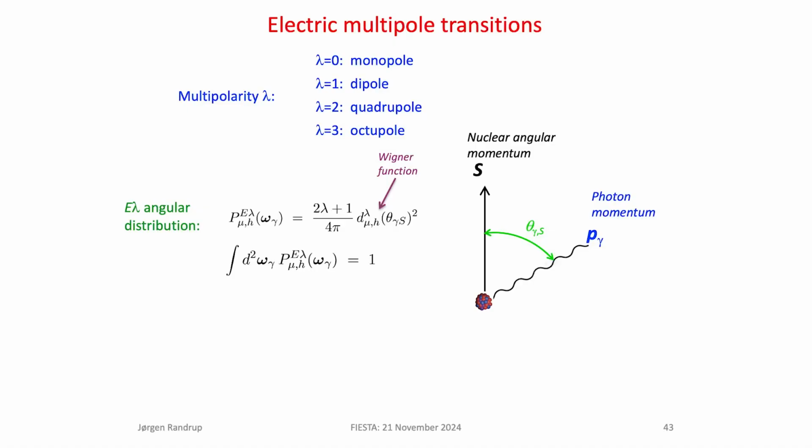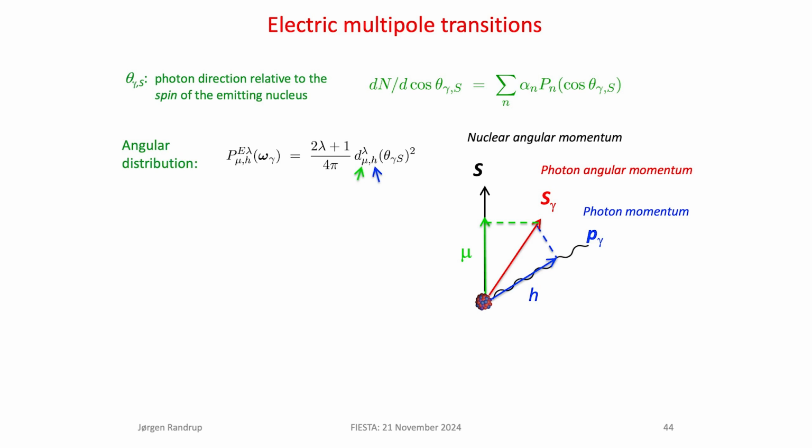The basic angular distributions are given in terms of something called the Wigner functions. Never mind, you should probably know what they are, but you can look them up. And the angle is the direction of the photon relative to the direction of the spin. And then it has the lambda, this is the multipolarity, but it also has two indices here.